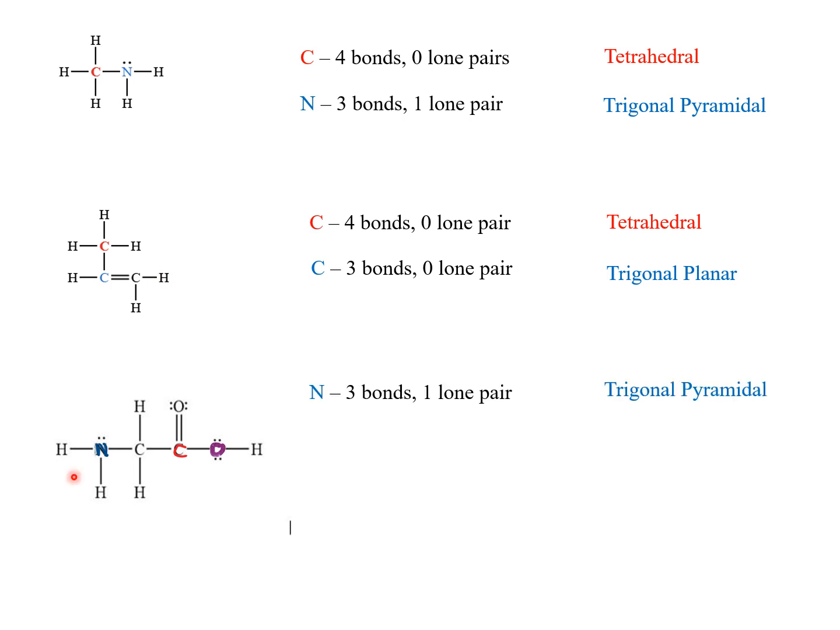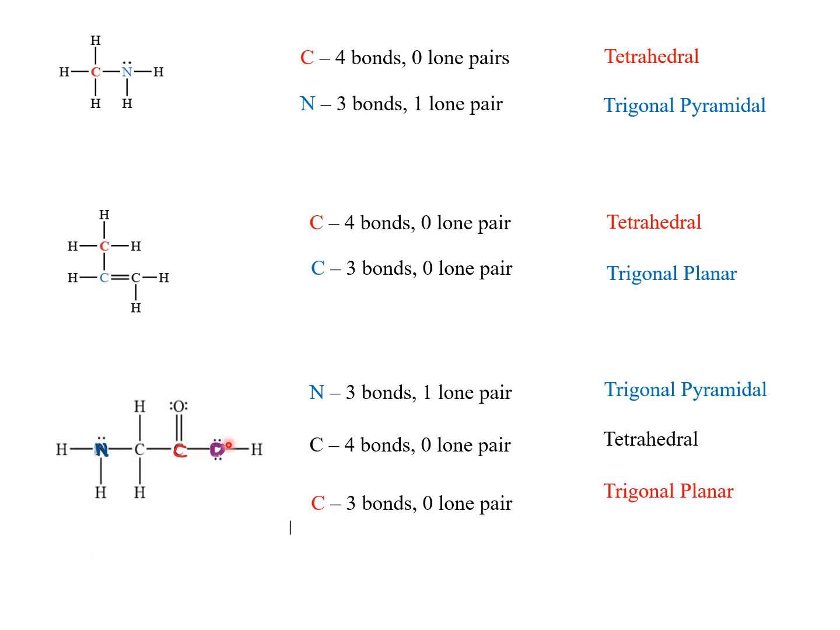Let's go on to our third structure. On the third structure, the blue color nitrogen has 3 bonds. 2 are NH bonds, the other bond is NC. And 1 lone pair on nitrogen. So 3 bonds and 1 lone pair we call trigonal pyramidal shape. The second carbon is again tetrahedral. There are 4 bonds: 2 are CH bonds, the other ones are CN and CC bonds.